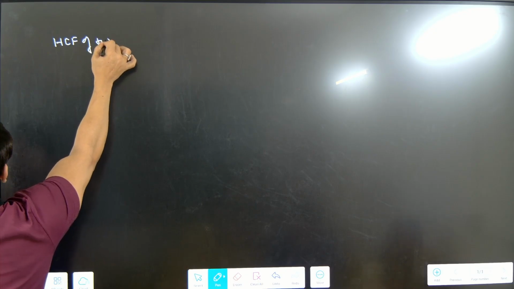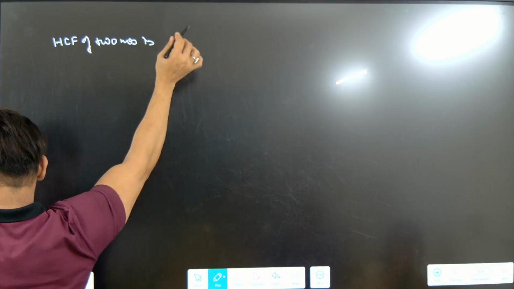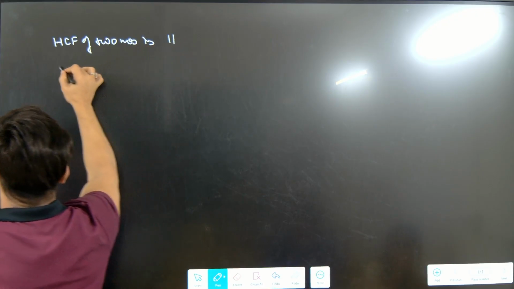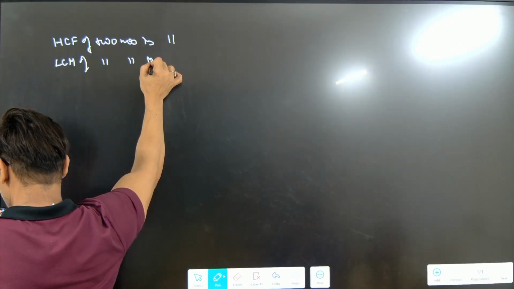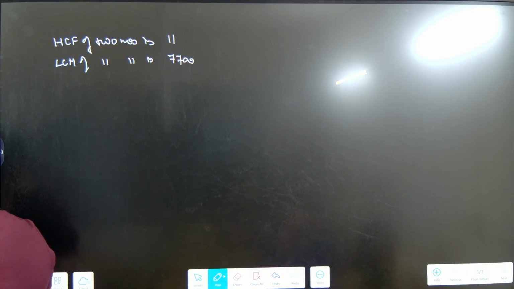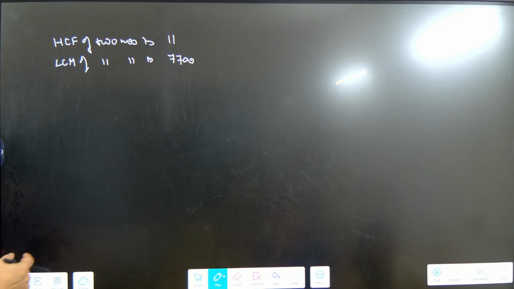Take one problem on LCM and HCF. Say it is given that HCF of two numbers is 11, LCM of the same two numbers is 7700. One of the numbers is 275. Find the other number.